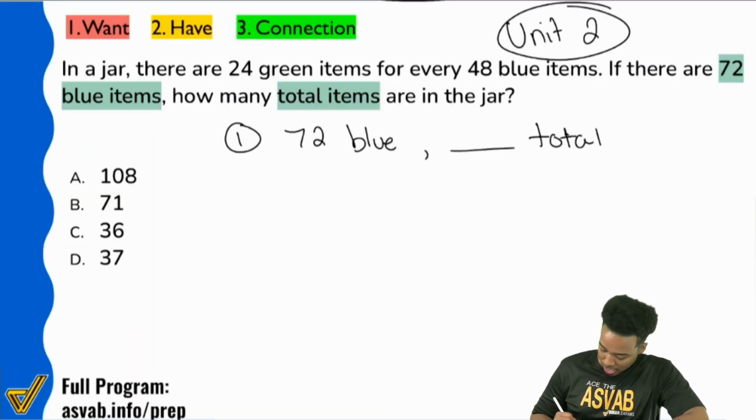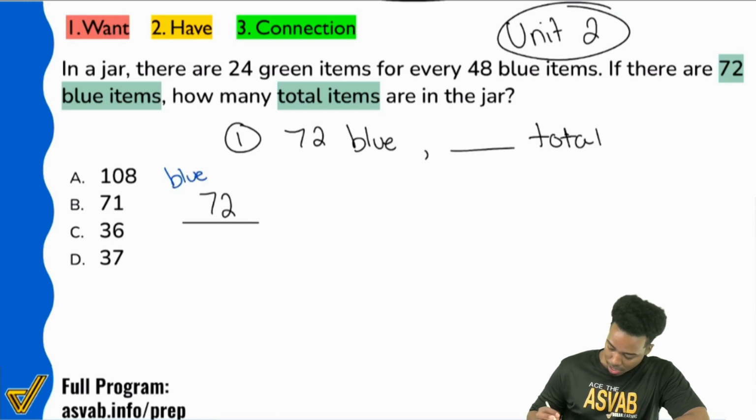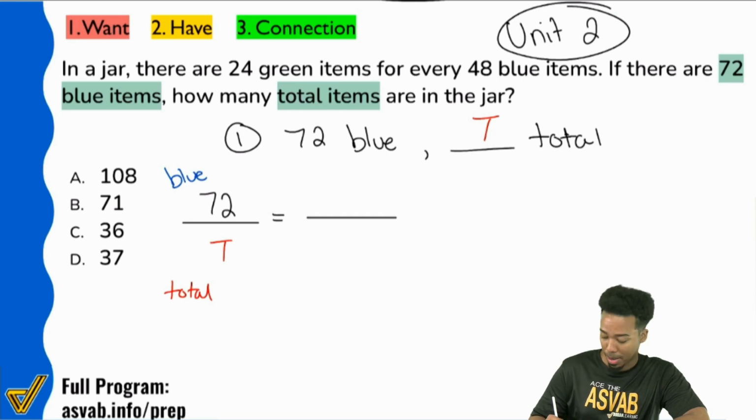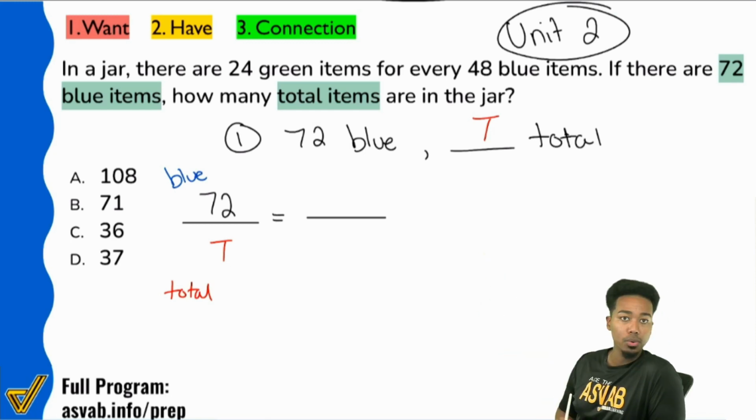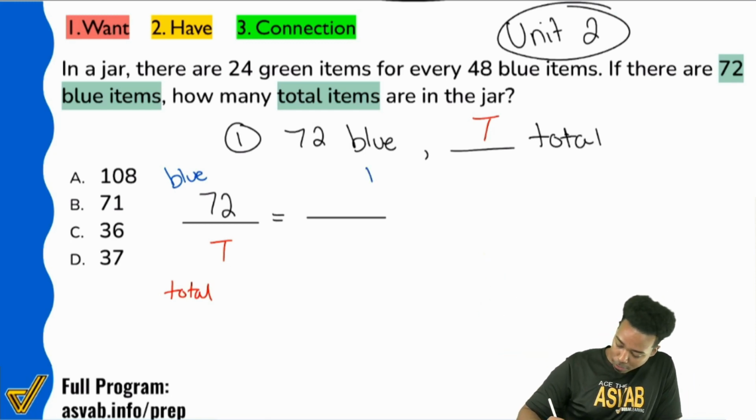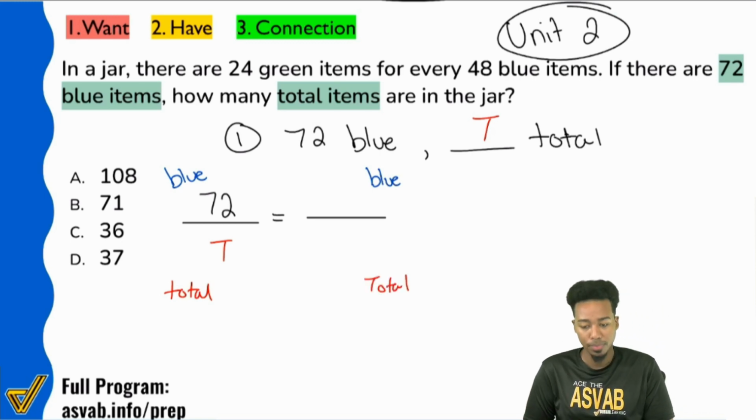So what we need to understand is that when we set up our proportion, if we have 72 blue, and then you're looking for the total on the bottom, I'll put T for total. You have got to set it up the same way on the other side, everybody. My tip is to always set your proportion up based on the question sentence, because now that I have blue over total, I already know on this side over here, I need to do blue over total. Got to do it that way.